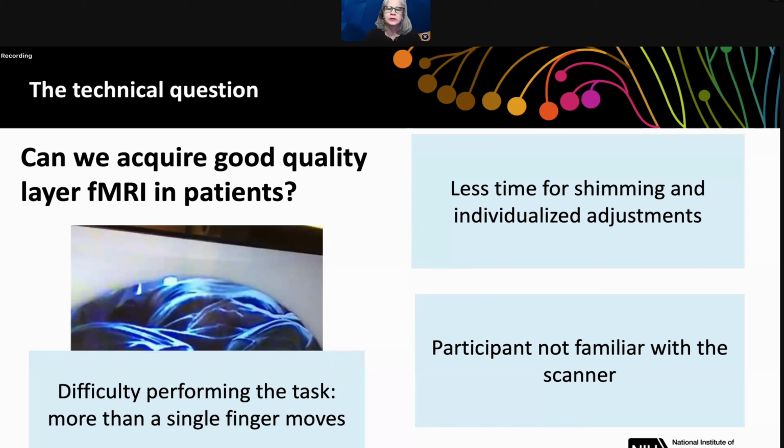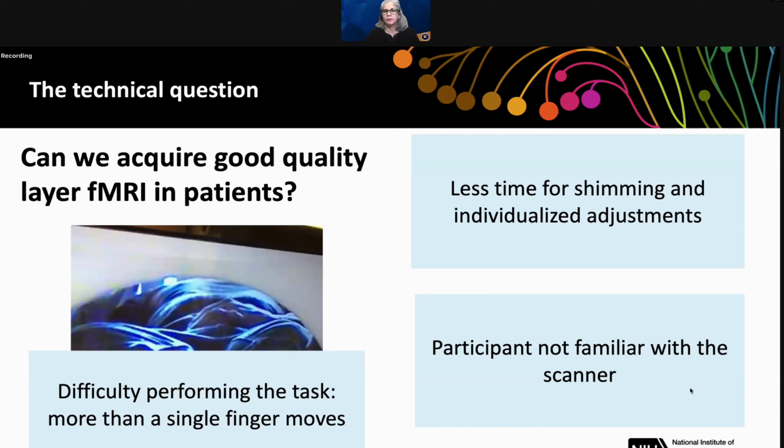So when we try to study dystonia with the experiments that we typically do on healthy volunteers, the layer fMRI so far, before this study, has been done on healthy volunteers. So we have an extra layer of problems when we try to study these patients. As I show you here, the possibility of performing the task is one of the problems.